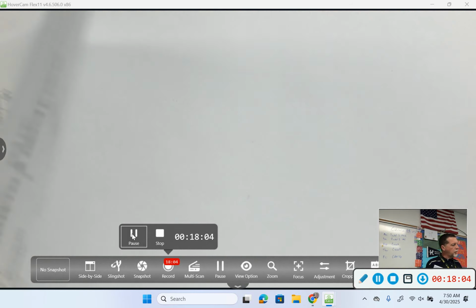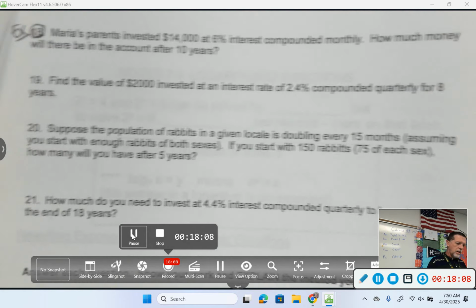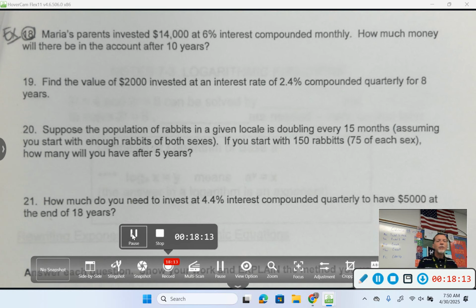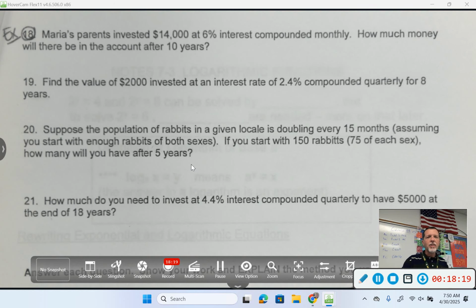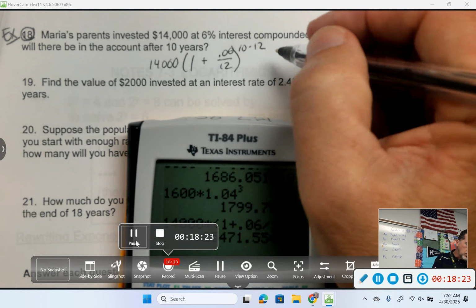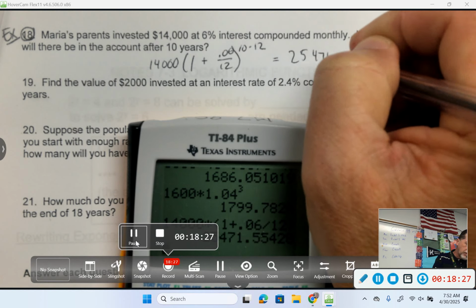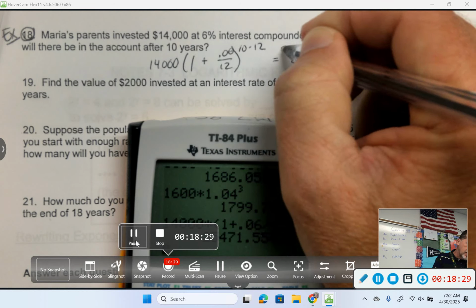Let's see, how many more of these should we do? All of them? Let's do it. No, not let's. Why don't you try number 18? A monthly problem, 14 grand, 6%, 10 years. That should be a decent amount of money. 25,471.55.